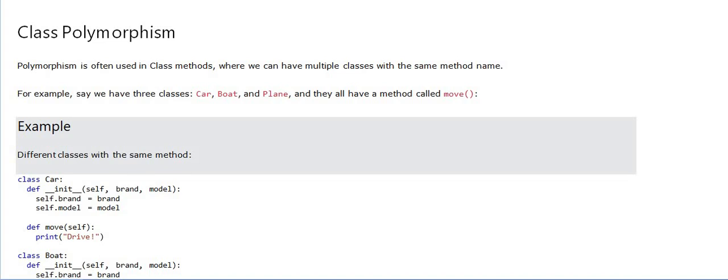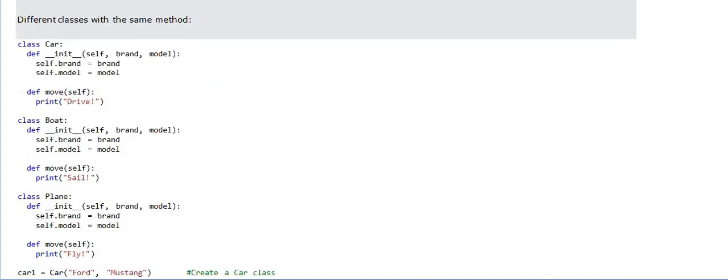We can have multiple classes with the same method name. You see a program here. We have three classes: car, boat, plane. All the classes have a method called move. Let's see the example in detail. So look at class car. We have a constructor, that is init, and we have the method move. The method body contains only one statement, print drive.